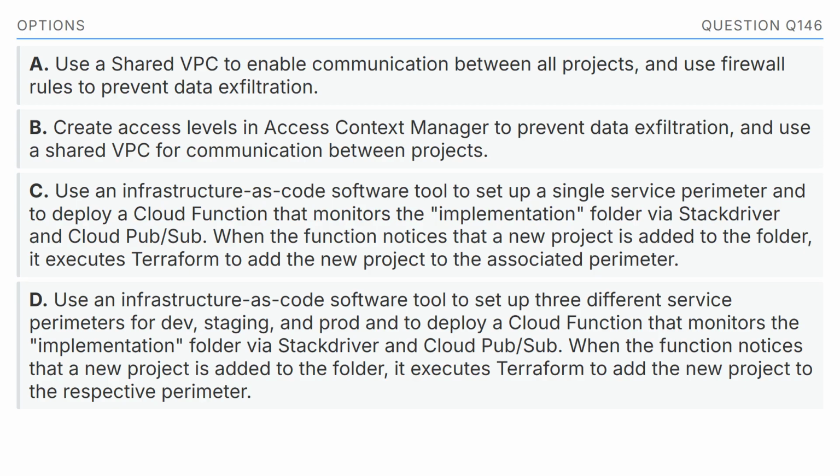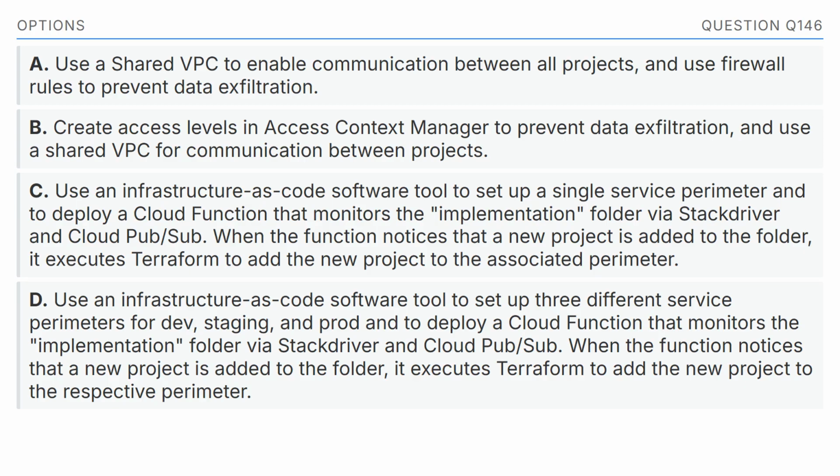Option C, use an infrastructure as code software tool to set up a single service perimeter and to deploy a cloud function that monitors the implementation folder via Stackdriver and Cloud Pub/Sub. When the function notices that a new project is added to the folder, it executes Terraform to add the new project to the associated perimeter.